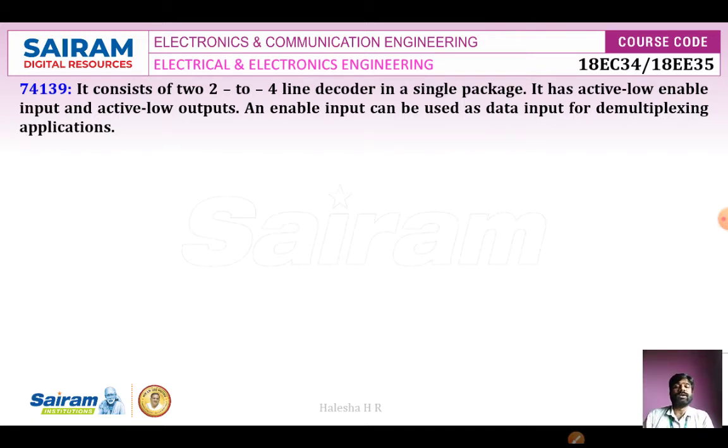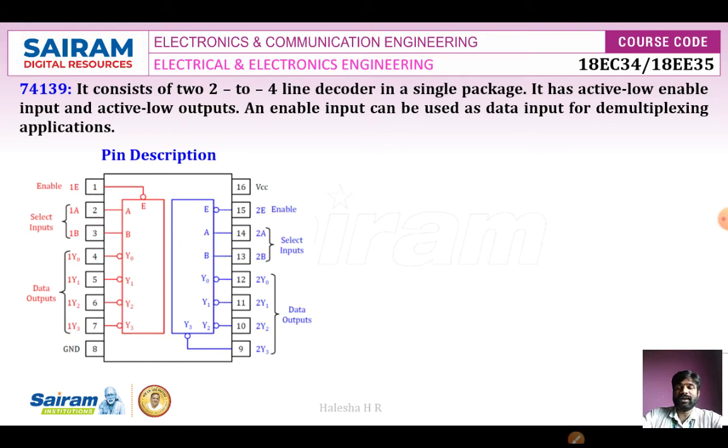So the enable input can be used as a data input for demultiplexing application. That means the 74139 can be called a decoder IC, or it can be called a demultiplexer IC by using the enable input as a data input. And see, this is the pin description. It is a 16 pin IC.